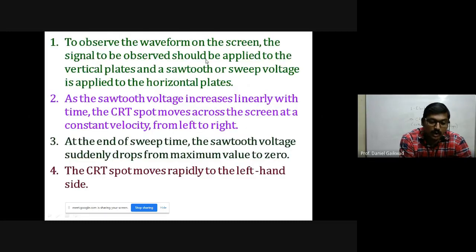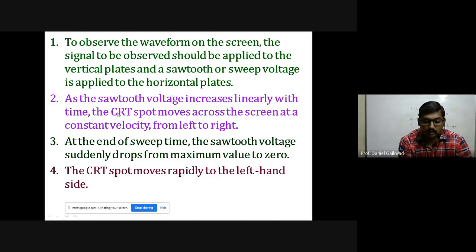Now we have points we have to write down. Number one: to observe the waveform on the screen, the signal to be observed should be applied to the vertical plates, and a sawtooth or sweep voltage is applied to the horizontal plates. We already understood this in the diagram. Number two: as the sawtooth voltage increases linearly with time, the CRT spot moves across the screen at a constant velocity from left to right.